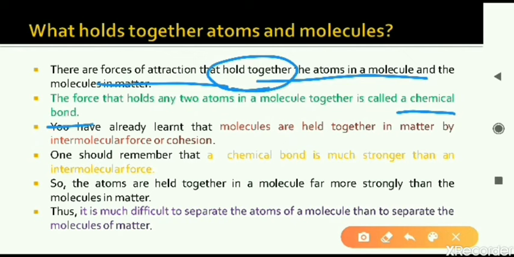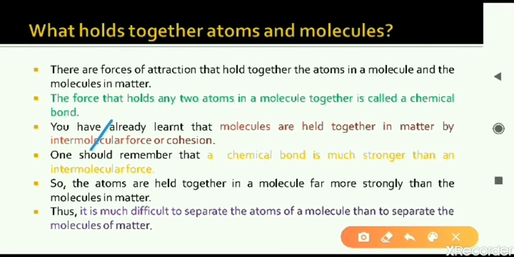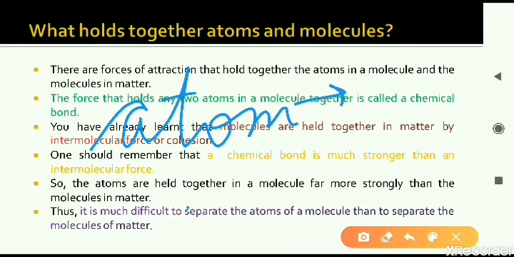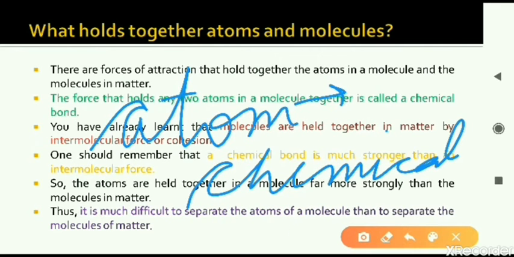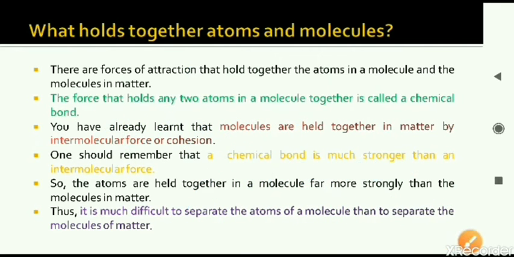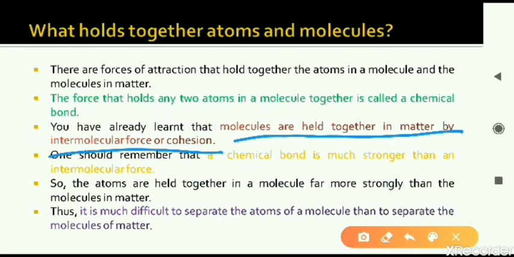A chemical bond is a force of attraction between the different atoms of the molecule. So atoms are joined by a chemical bond. Another thing, now molecules. The molecules are held together by intermolecular force. We have already learned in the starting of the chapter, in solid, liquid, gas, different types of intermolecular force are there. Solids have maximum intermolecular force, so they are tightly packed. So that is between the molecules. Among the molecules, we have intermolecular force. Among the atoms, we have chemical bond.